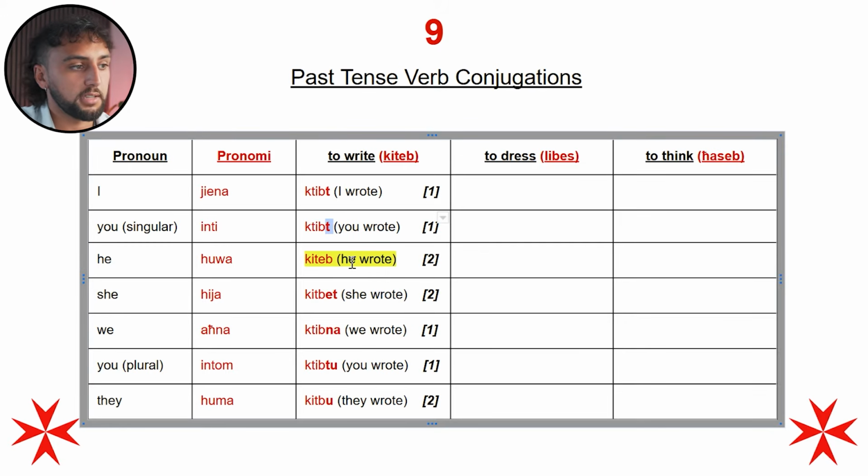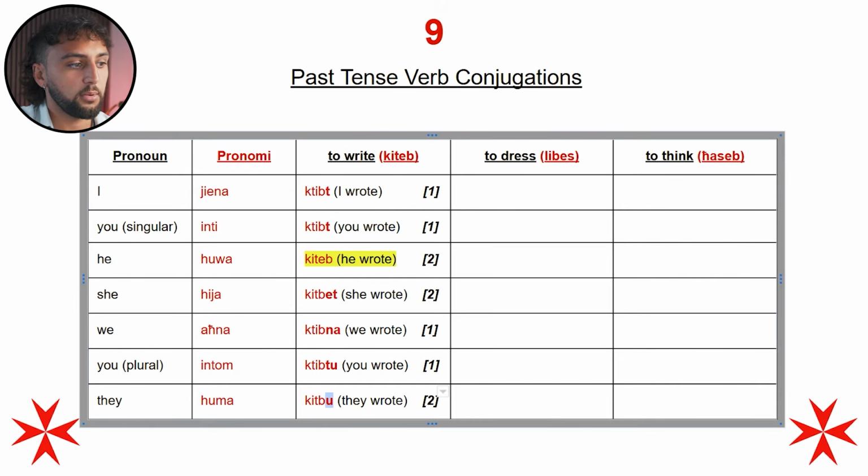Now, for any verb that is to do with what she did, the suffix ending is et, as you can see here with kitbet. For any verb that is to do with what we did, the suffix ending is na, as you can see here with ktibna. For you plural, the suffix ending is tu, as in ktiptu, and for they, the suffix ending is u, as in kitbu. And remember, these rules apply to all conjugations for the majority of verbs in the past tense.